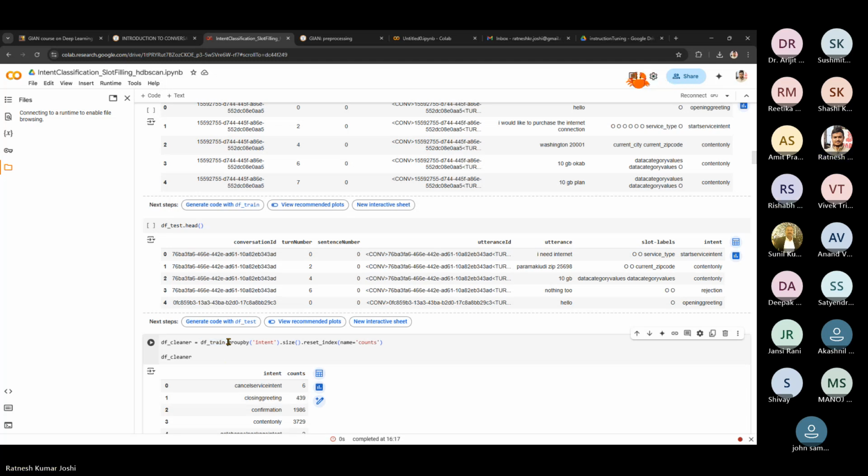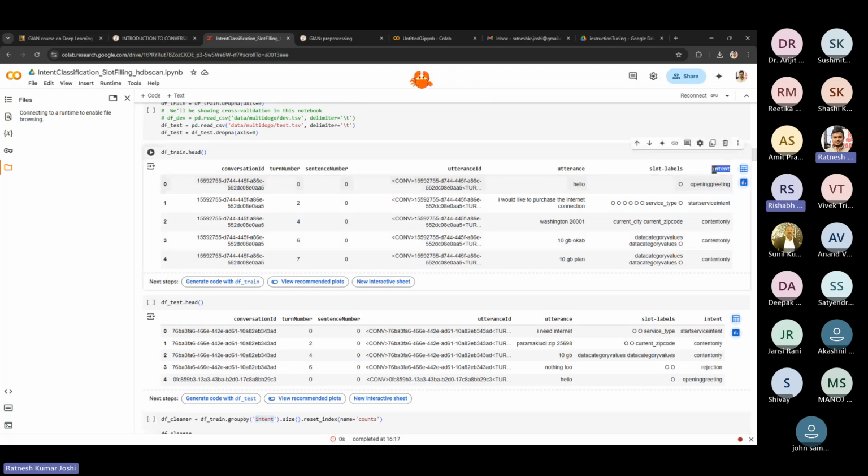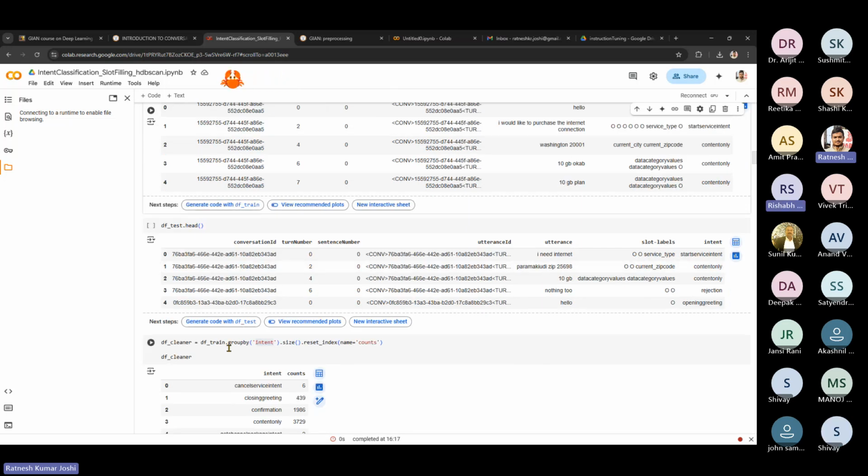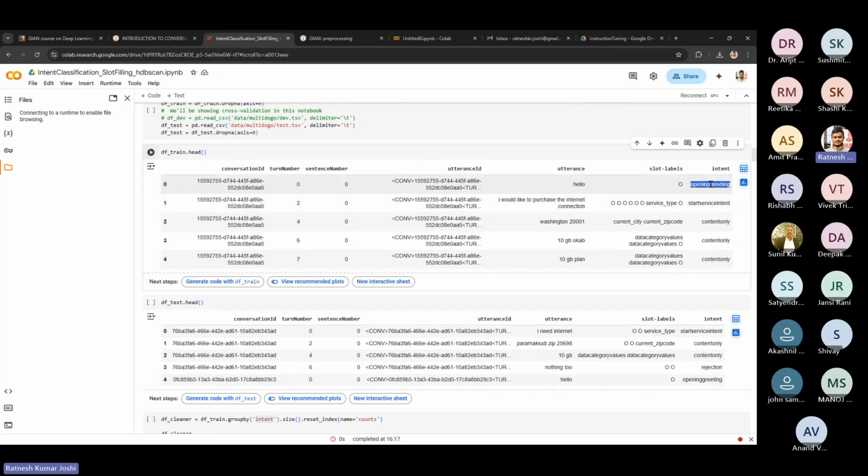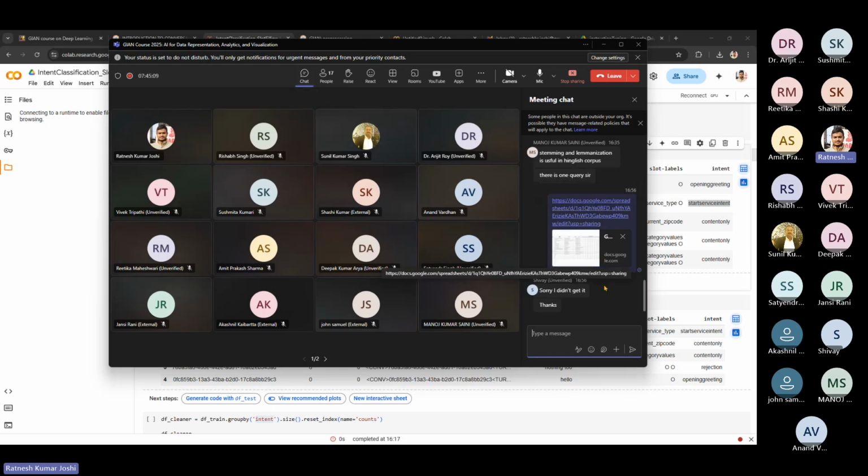Group by intent. Intent is the name of the column that we want to first work with. Intent is this column which corresponds to the task that the user wants to perform. So we are trying to group by the task the user wants to perform. For each task, let's say there are 500 sentences where the user opens with a greeting, and 600 utterances where the user tries to start a service. So we'll try to group all of these sentences based on the goal task at hand. Let me just check if there are any questions. Okay, fine.